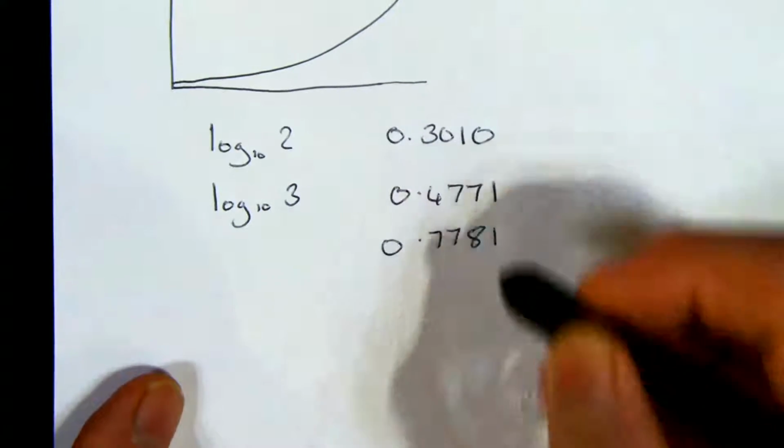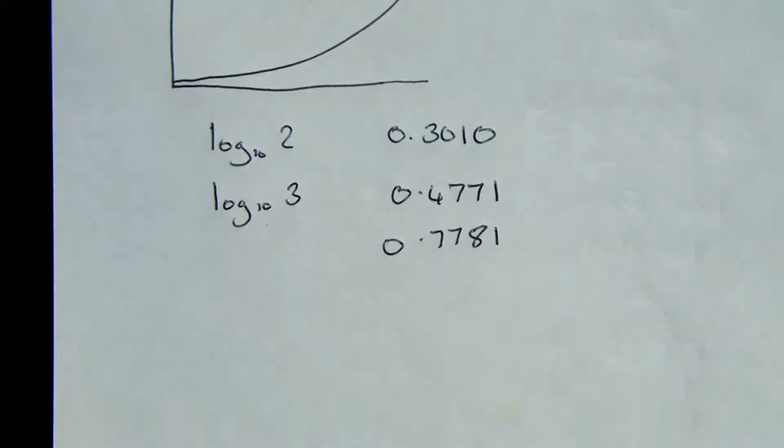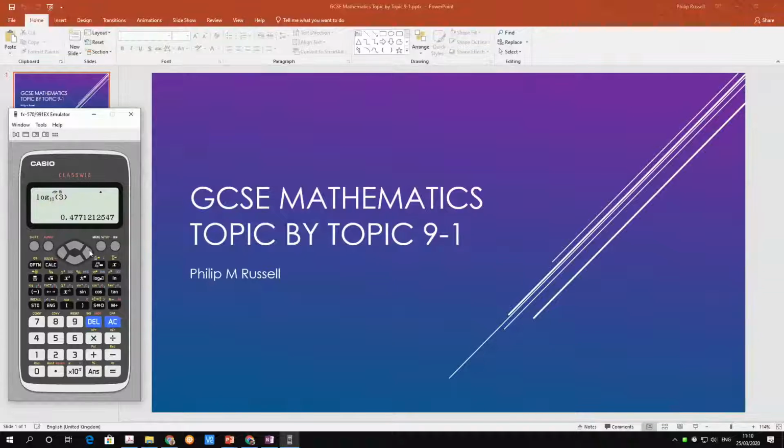0.7781. And now what I'm going to do on my calculator is the opposite of the log. And this is written down here as 10 to the x. So we're going to do shift 10 to the x, and I'm going to type in that number, 0.7781.